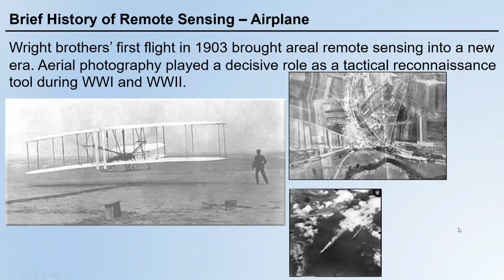Of course, we're human beings. When we invent something, we use it mostly for wars, okay? Aerial photography played a decisive role as a technical reconnaissance tool during World War I and World War II, okay? It's a totally new era when soldiers, those generals, can collect information of a large area from the sky. Everything is clear. So it's much more convenient for them to make decisions, okay? So even today, the ultimate purpose of remote sensing applications is what? It is to make decisions, to support other people to make decisions, okay?